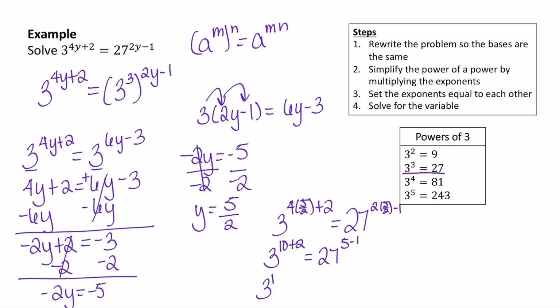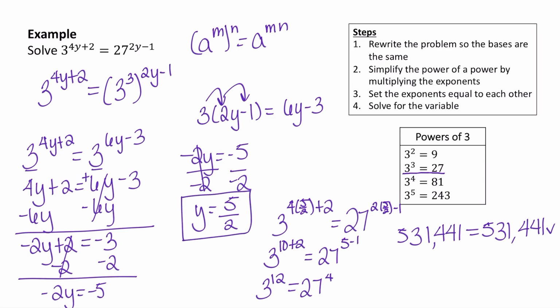So this tells us that 3 to the 12th equals 27 to the 4th, and I am going to use my calculator to figure out the rest of this problem. So 3 to the 12th, I get 531,441, and then 27 to the 4th does in fact give me the same number, 531,441, okay? So this checks out, so y equals 5 over 2 is the solution to our problem.